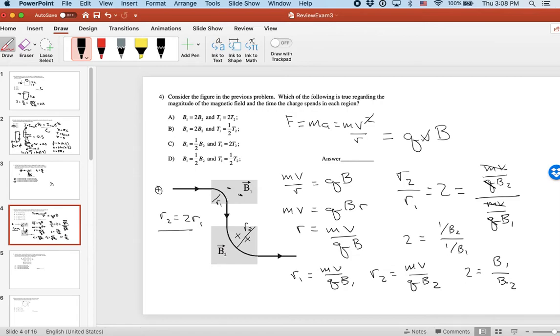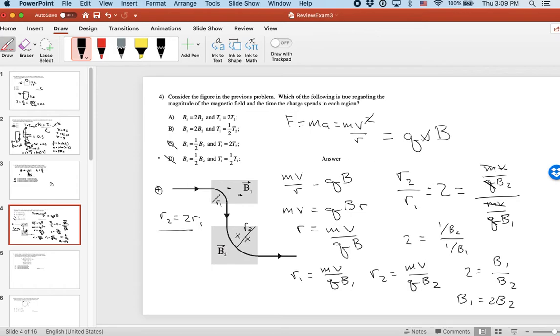Looking at my equations, I'm solving for B1. So B1 is equal to 2B2. That tells me, looking at the answer choices, I can cross these two out. And so I have half the problem. And now I need to think about time.